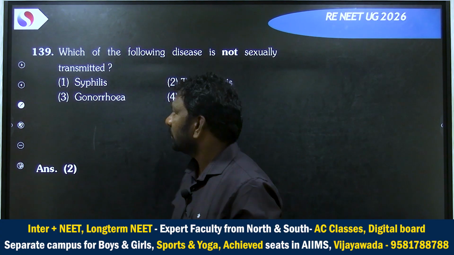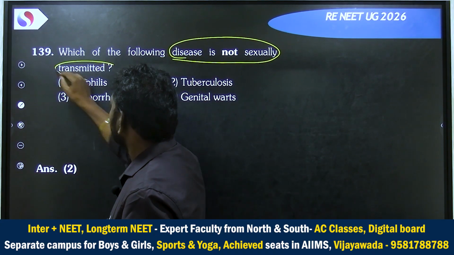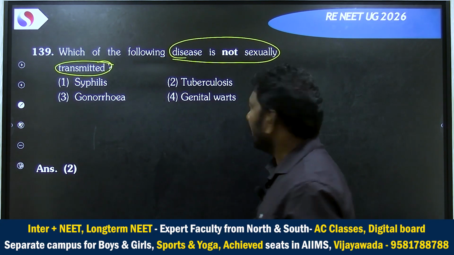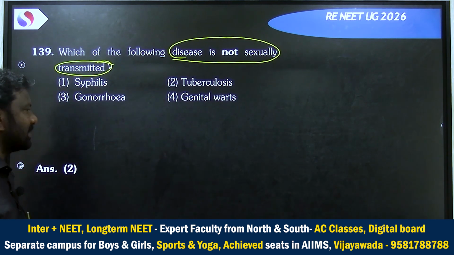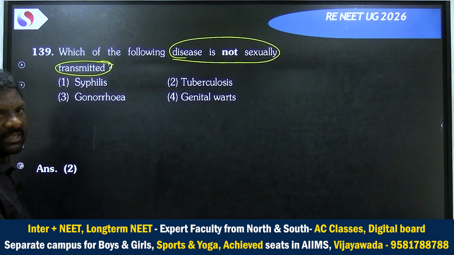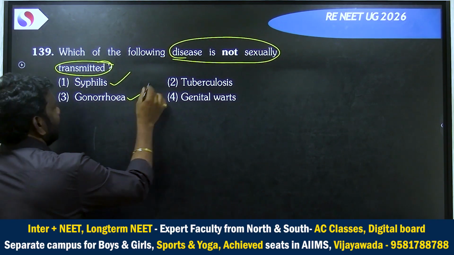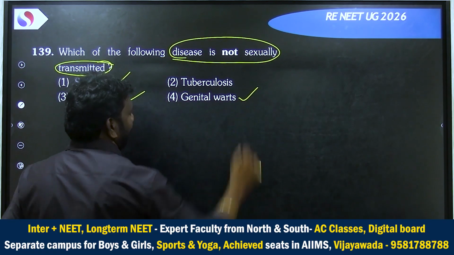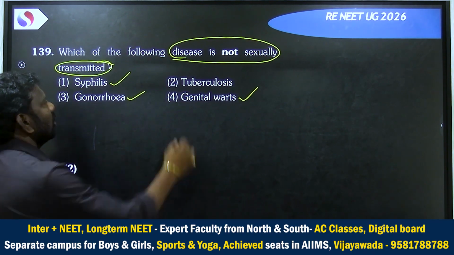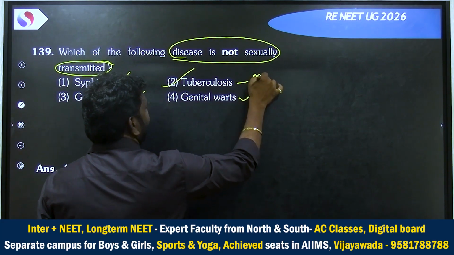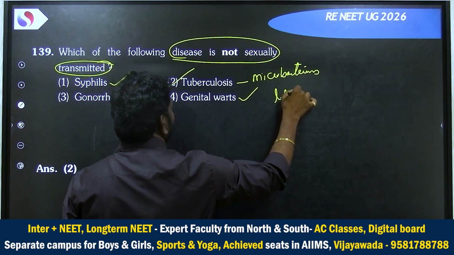So 139. Which of the following diseases is not a sexually transmitted disease? Generally, sexually transmitted diseases are transmitted through sexual intercourse from an infected person to a healthy person. Among the disorders, one is syphilis, second is gonorrhea, and third is genital warts. All these three are sexually transmitted disorders. But tuberculosis is caused by Mycobacterium tuberculosis.